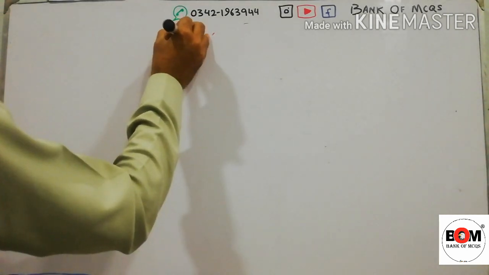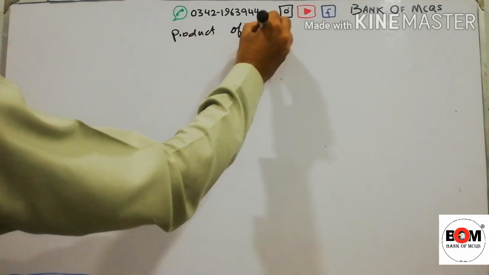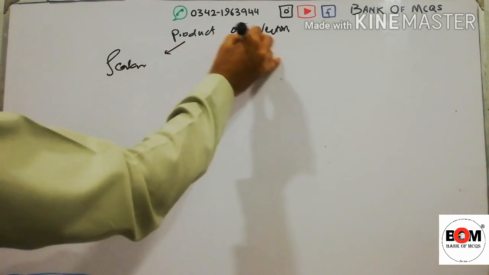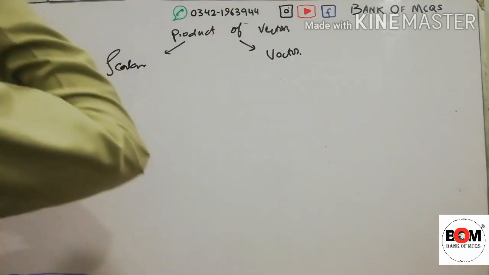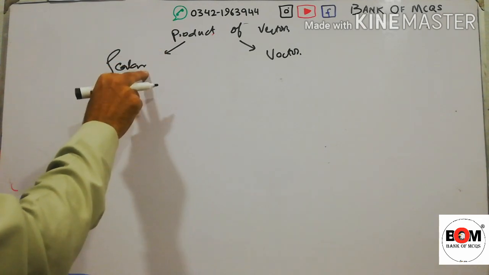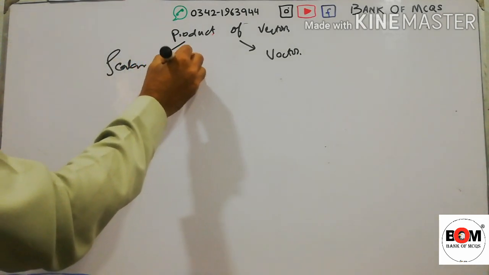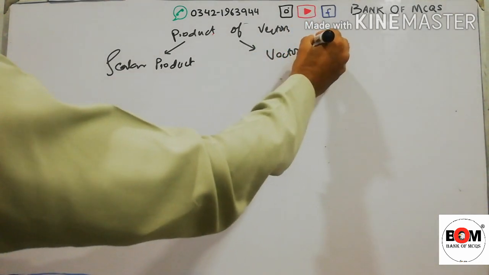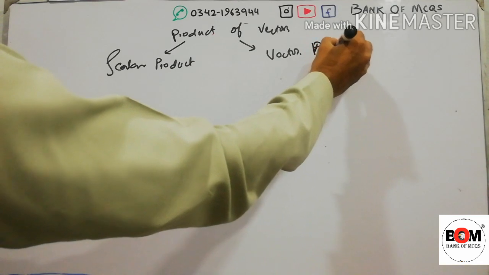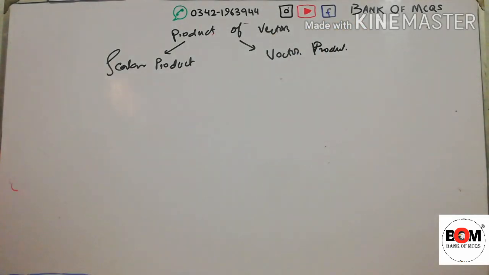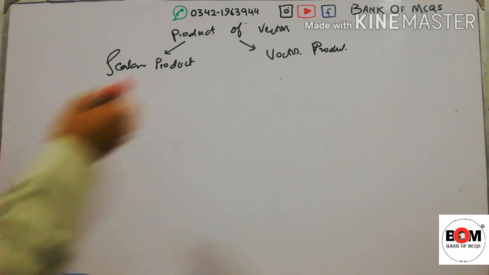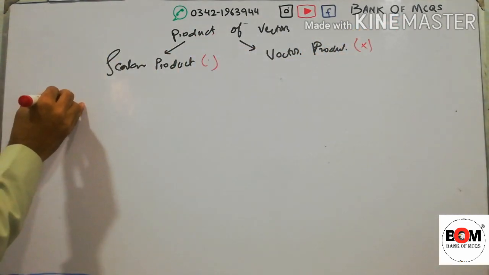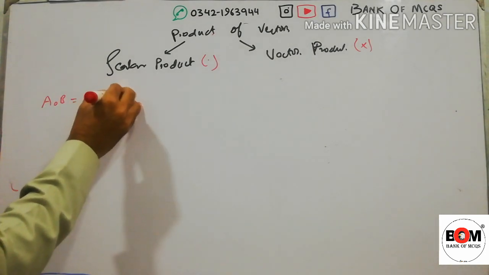Now the product of two vectors. If we multiply two vectors, the result is either a scalar or a vector. If we multiply two vectors and it gives a scalar, we call it the scalar product. If we multiply two vectors and the result is a vector, we call it the vector product. Scalar product is also called the dot product and vector product is also called the cross product. If we have two vectors, then a dot b is equal to ab cos theta.